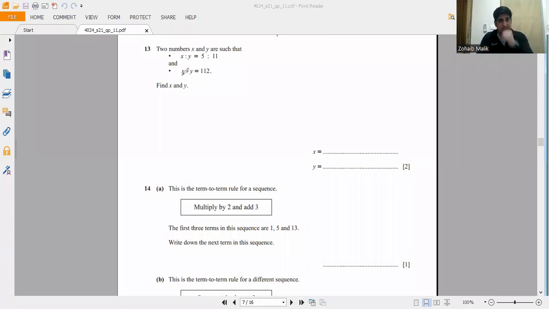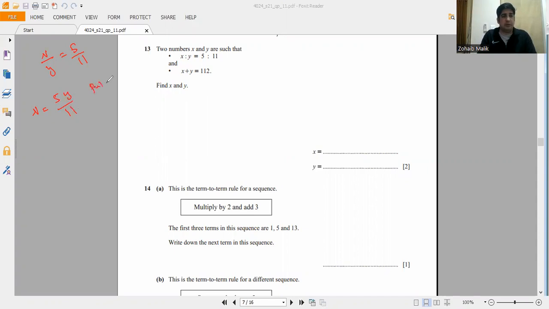Two numbers x and y are such that x ratio y is equal to 5 ratio 11 and x plus y is equal to 112. Find x and y. So we know that the ratios can be presented into the fraction x over y is equal to 5 over 11. So from this combination, I can find the x value. That would be definitely equal to 5y over 11.